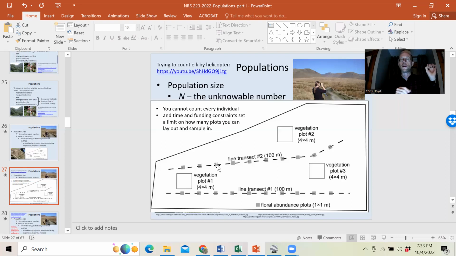There's some real N out there, not in italics, that we can't know. But generally, the more samples you take, the closer to N you should get, assuming your sampling is not biased in some way. But you're going to be limited in how many plots you can use. It takes a lot of time to sample birds, frogs, whatever it is.